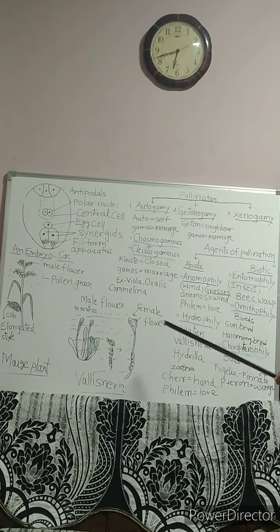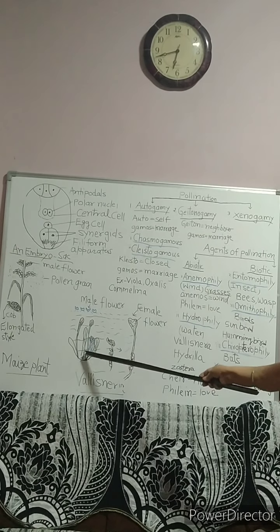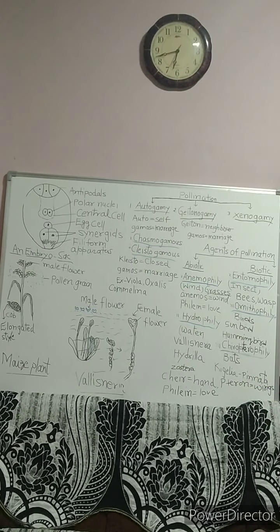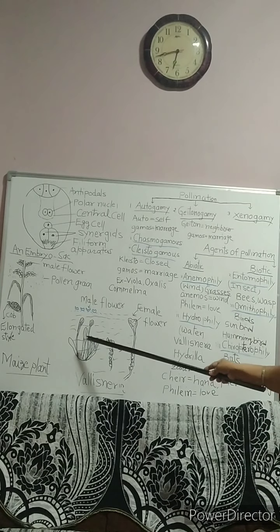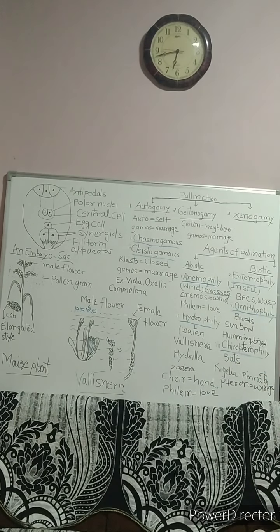Hydrophily. Hydro means water and phily means love. They are water-loving plants. Examples are Vallisneria, Hydrilla and Zostera. Look here, this is the Vallisneria plant. It is dioecious. Di means two. Here, male and female reproductive structures are on two separate plants.